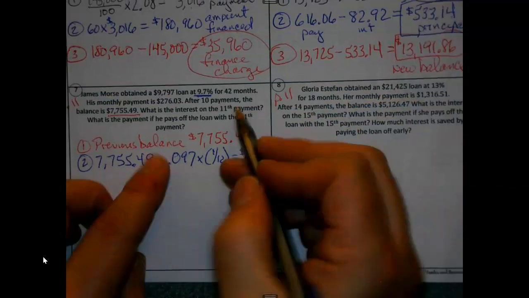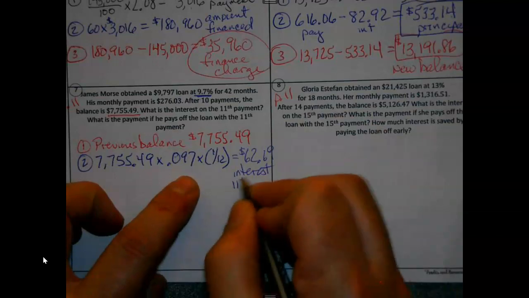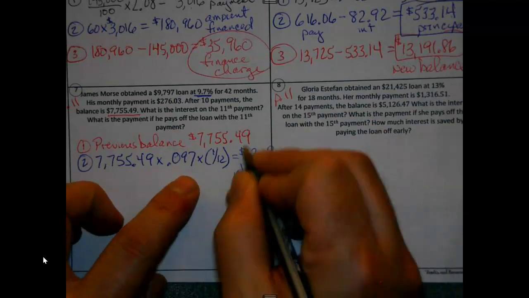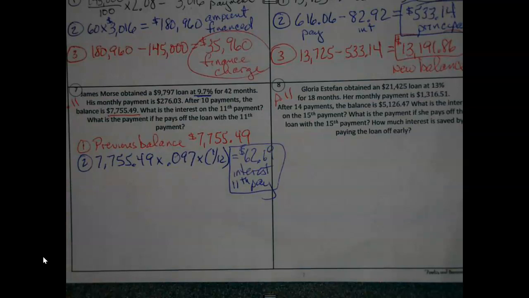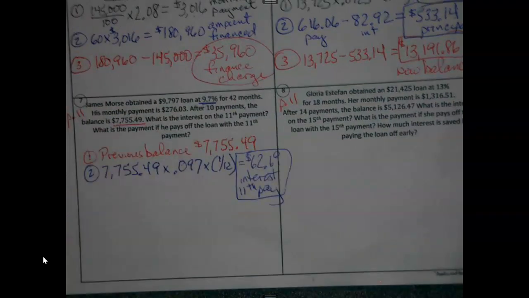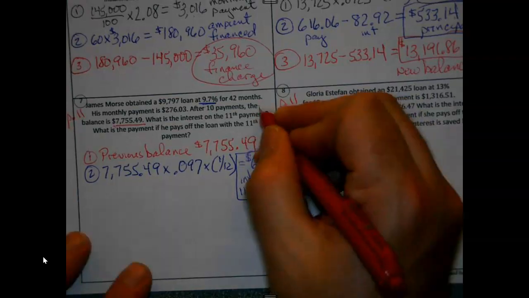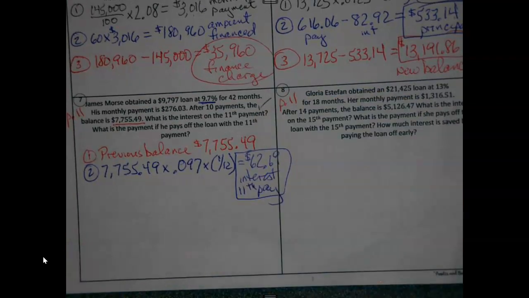Okay, what's the interest on the 11th payment? Right here. Previous balance times the rate times 1/12. That's going to get me my interest. So I got my interest payment. Check. What's the payment if he pays off the loan?